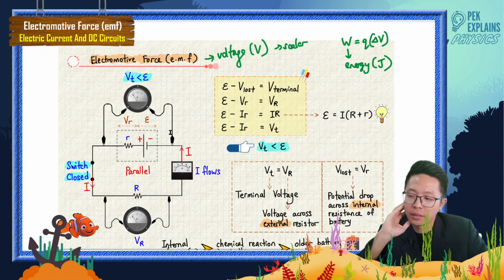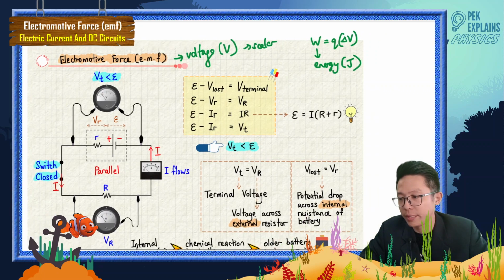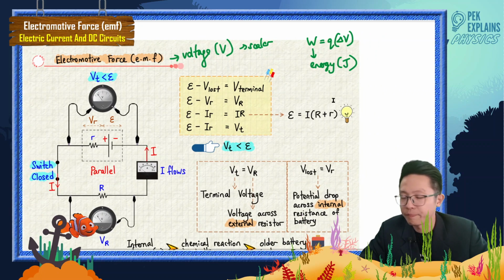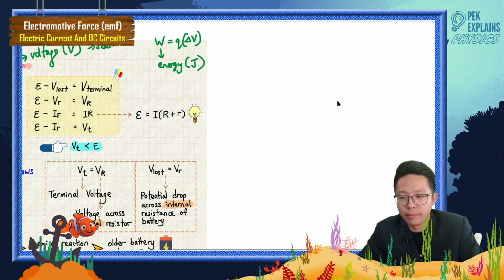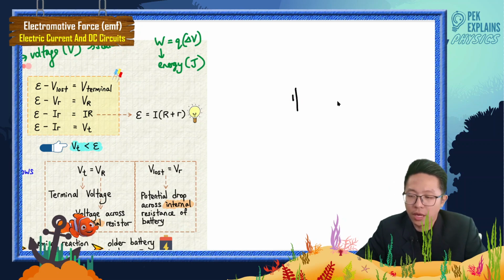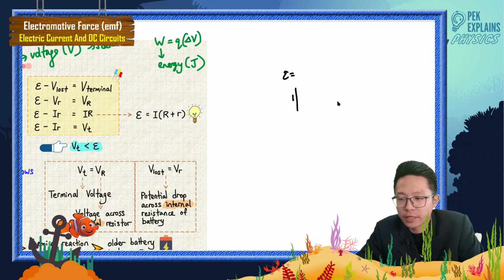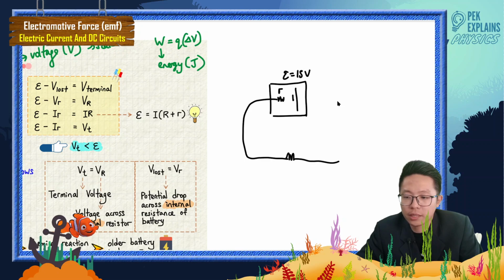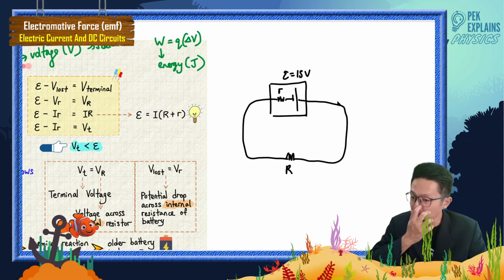So EMF, okay, I can make an example. I have a battery with EMF, let's say 15 volt. A battery always has an internal resistor r. So this is the battery. Now, I connect this battery to the external circuit. This is the resistor R.